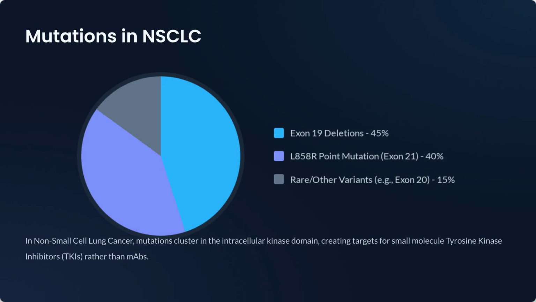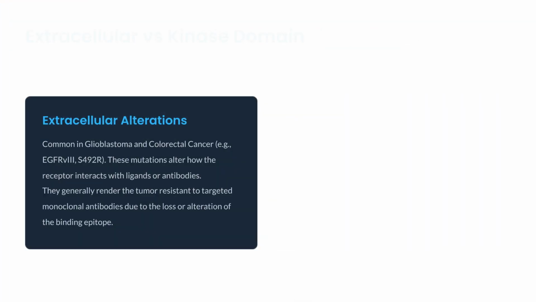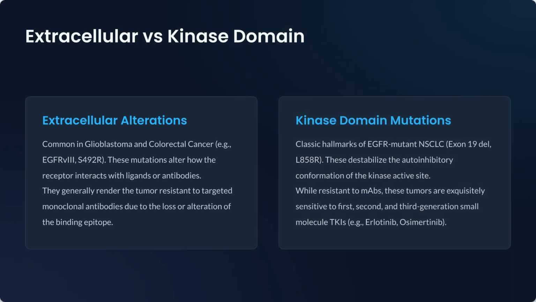In non-small cell lung cancer, mutations primarily affect the intracellular kinase domain. These are typically targeted with small molecule tyrosine kinase inhibitors, not monoclonal antibodies. Extracellular alterations, like EGFR VIII, often lead to resistance to monoclonal antibodies by altering the binding epitope. Conversely, kinase domain mutations, common in NSCLC, make tumors highly sensitive to small molecule inhibitors.